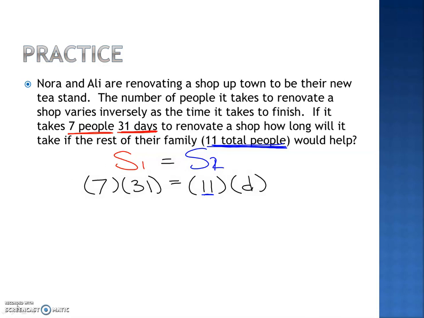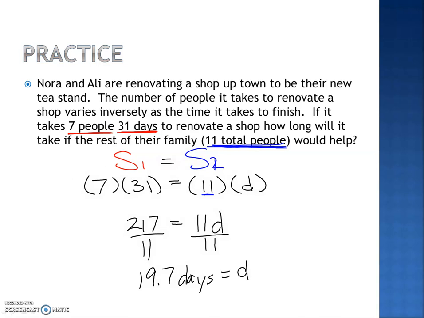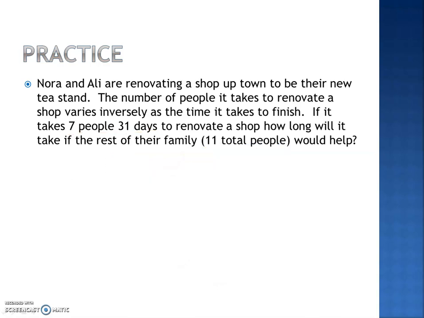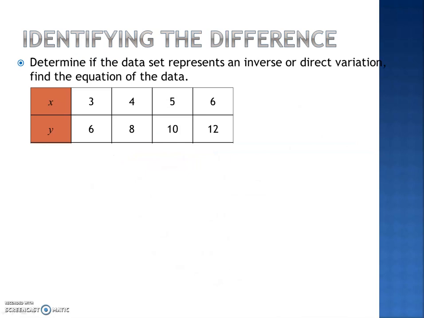So I'm going to take 7 times 31, which is 217. Okay, and then I've got 11d. So now I need to divide both sides by 11. And when I do that, that gives me 19.72 days. Okay, so cuts it down a little bit more when they have more people helping. All right. And then that is it for our inverse variation problems. The next thing we're going to talk about is how to tell whether it's inverse or whether it is direct.